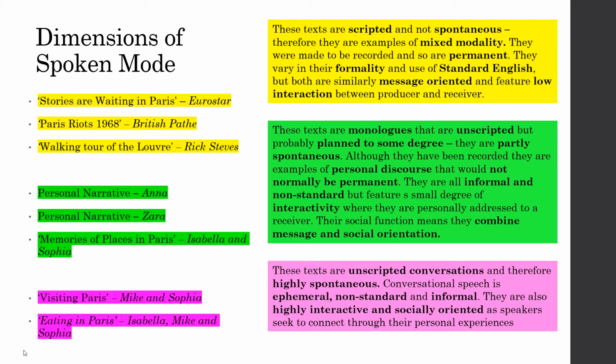They're non-standard, as a lot of spoken spontaneous interaction is, but there's a certain amount of interactivity because these are obviously being addressed to a particular receiver. So there might be examples of interactivity where these texts will address the person that they're spoken to, for example. These texts combine a sort of a message and a social orientation. They might be used to build relationships between people, such as the Memories of Places in Paris with Isabella and Sophia. I guess 2 people taking it in turns to discuss and compare their memories of places in Paris has got some kind of social function, but it's also down to giving a message.